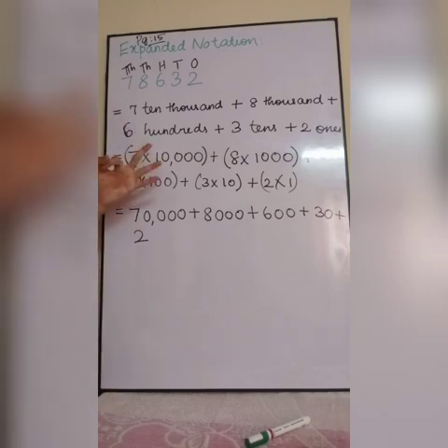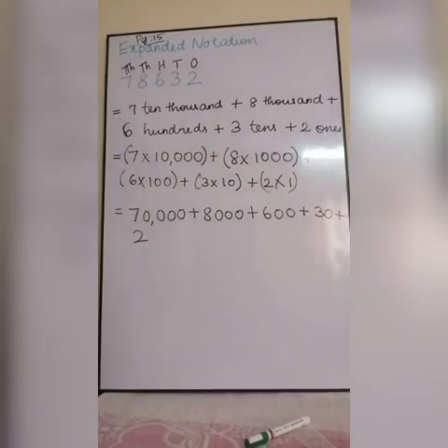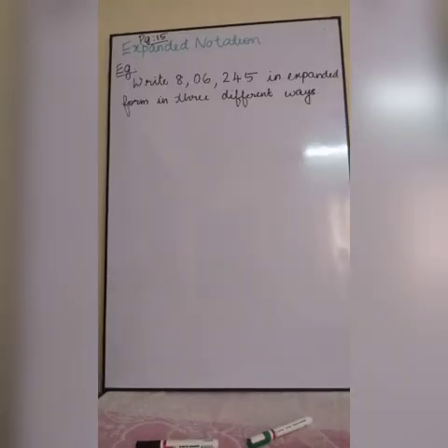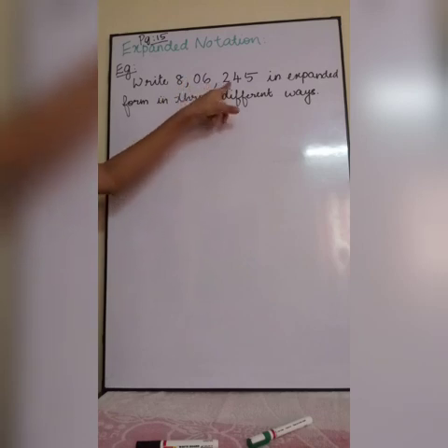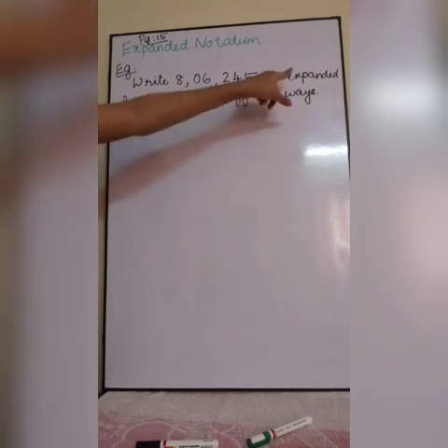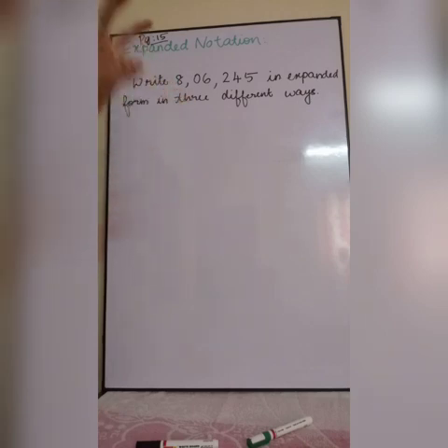Okay, there are three methods to expand a number. You can use any of the three methods. Understood, children? This is your example. For this also you can refer to page number 15. Okay. The question is, write 8,06,245 in expanded form in 3 different ways.